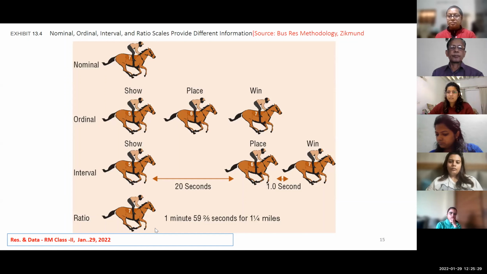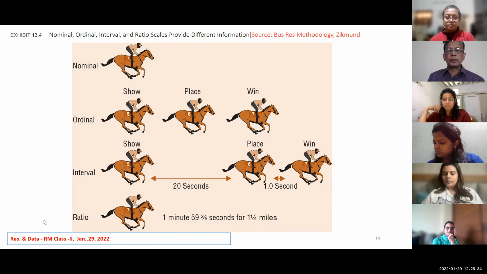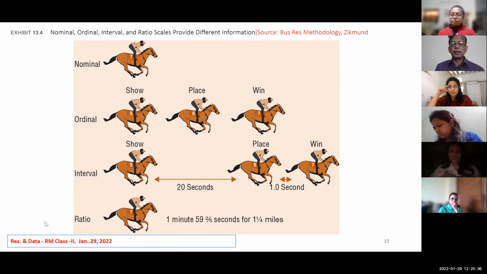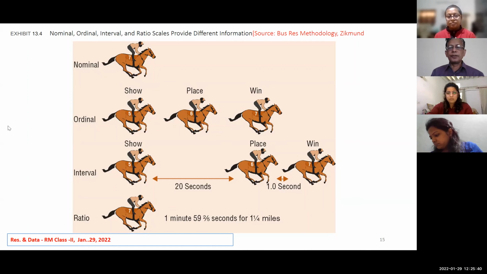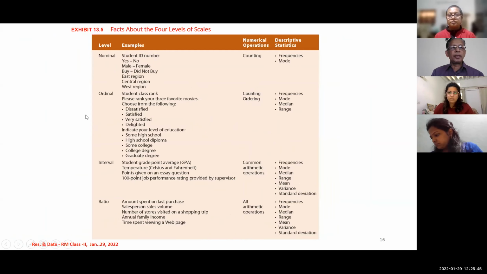Yes. Ratio? Yeah. So in the exam, we should give new examples, better examples. I like this exhibit by Jigmont. And one more example, I'll be just.